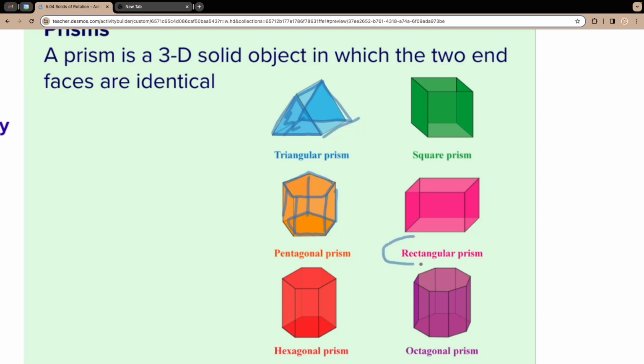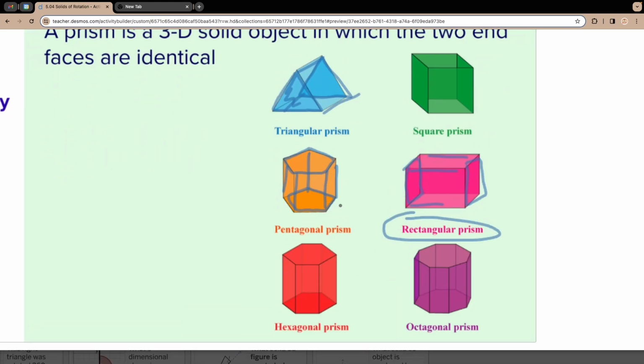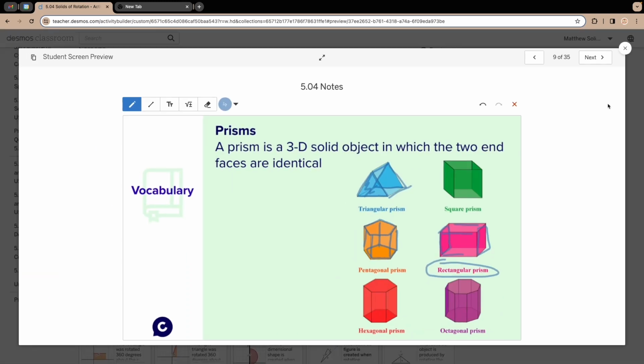The one you're probably most used to seeing is a rectangular prism. Think about when you get a box or a package from Amazon, it's in a rectangular prism. It's just a box. The two sides are the same. It's connected by rectangles, right? That is a rectangular prism. But there's a bunch of different types of prisms. Here's just some examples for our notes.